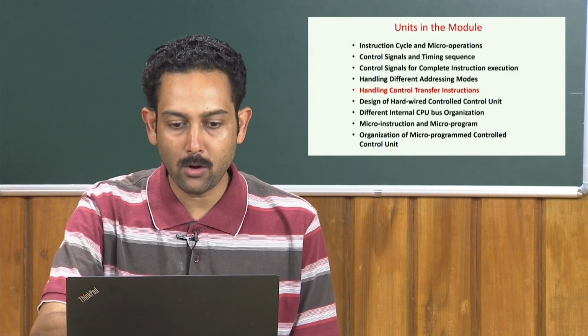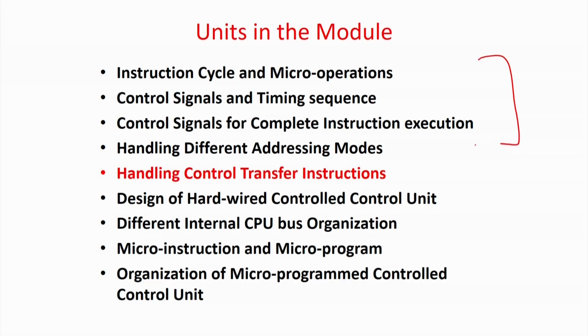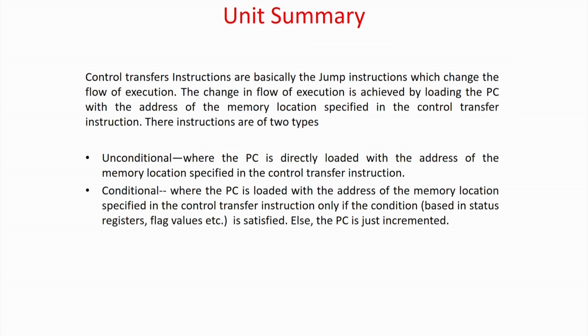We will be talking about this after looking at the different types of control signals for general types of instructions. In today's unit, we are going to handle jump, call, etc., which come under the category of control transfer instructions. So, what is in the unit summary? We will first discuss the unit summary before going into the depth of the unit.